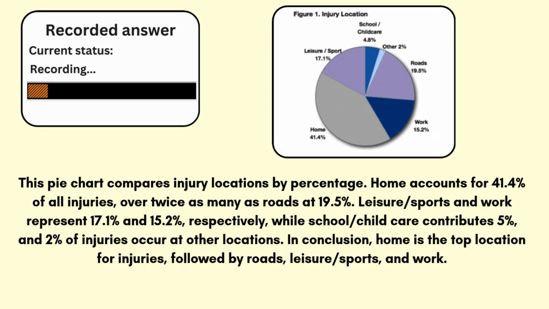This pie chart compares injury locations by percentage. Home accounts for 41.4% of all injuries, over twice as many as roads at 19.5%. Leisure/sports and work represent 17.1% and 15.2%, respectively, while school/child care contributes 5%, and 2% of injuries occur at other locations. In conclusion, home is the top location for injuries, followed by roads, leisure/sports, and work.